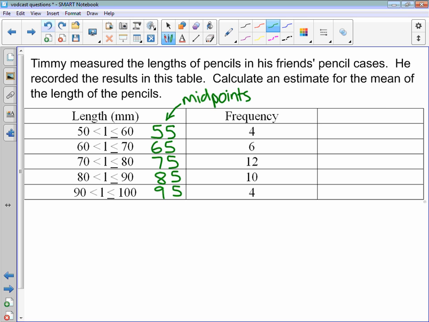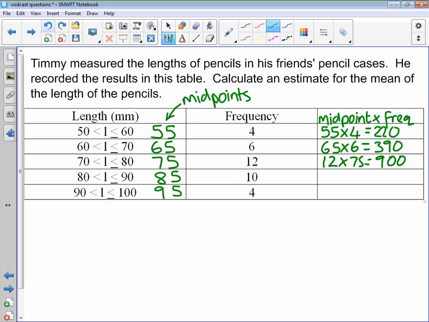I'm then going to, for each row, multiply my midpoints by my frequencies. So the first row, I'm going to do 55 multiplied by 4, which is 220. Then I'm going to do 65 multiplied by 6, which is 390. I'm going to do 12 multiplied by 75, which is 900. I'm going to do 85 multiplied by 10, which is 850. And I'm going to do 95 multiplied by 4, which is 380.